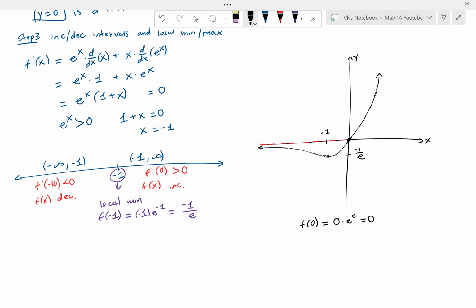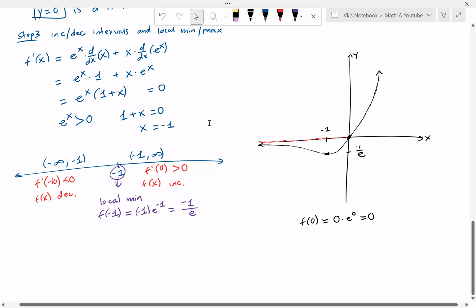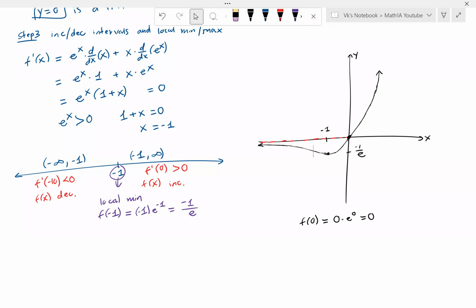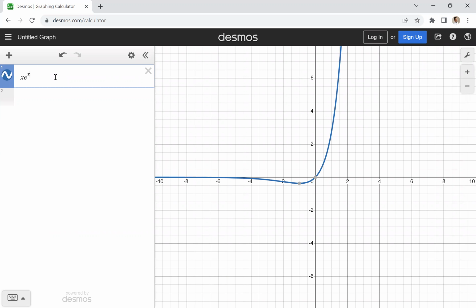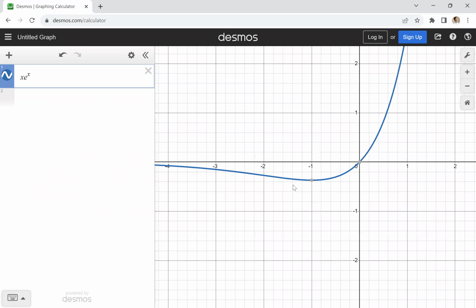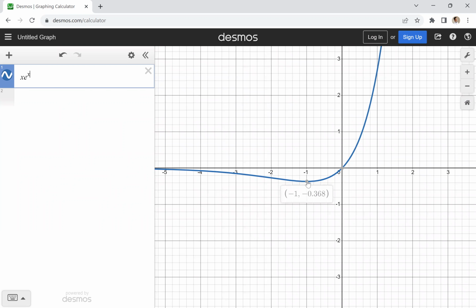Same thing here. We're going to check the answer with Desmos. x e to the x. Ta-da! Look at this. It's the local minimum. We go through the point 0, 0.